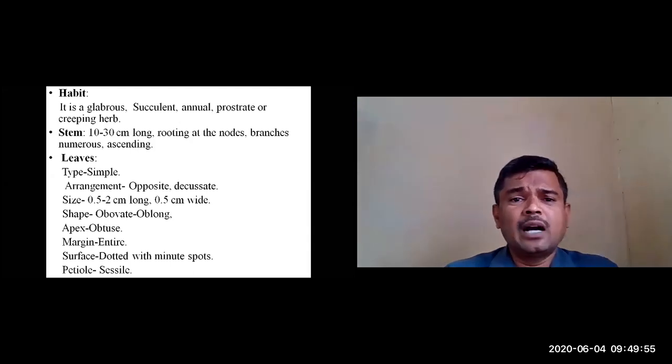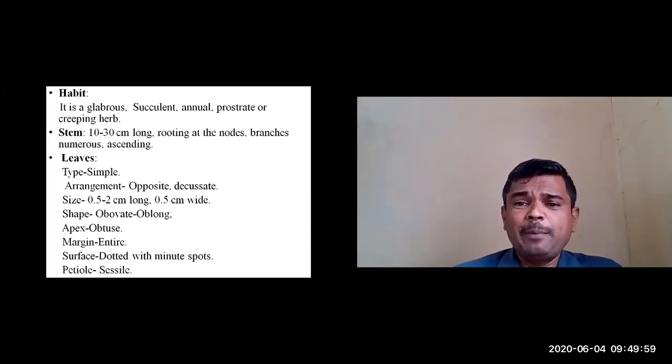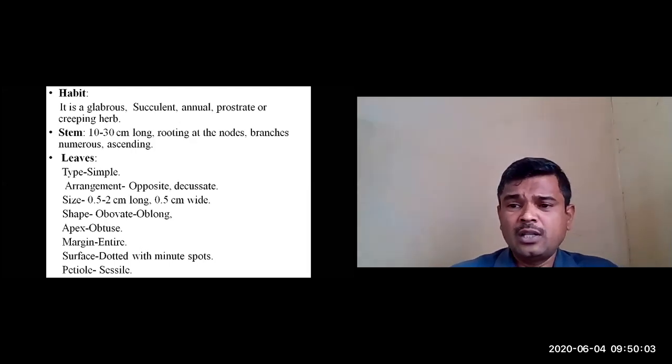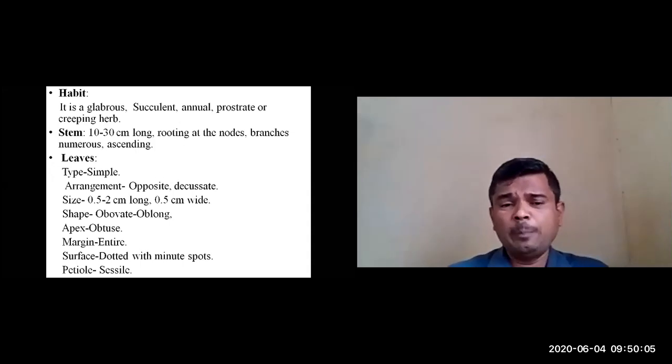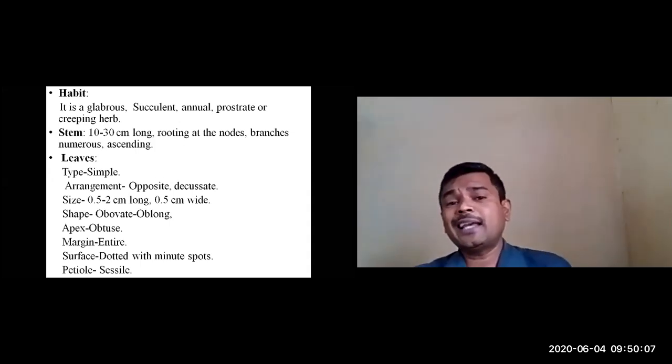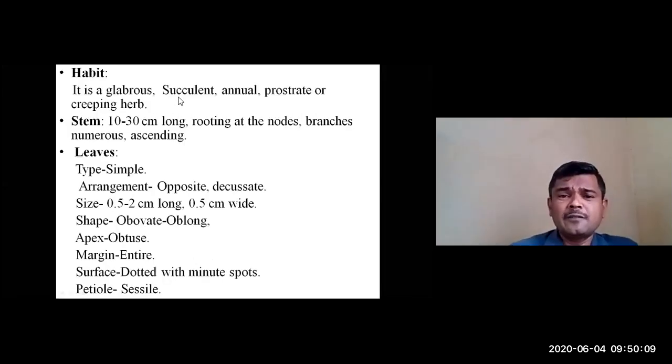Prostrate or creeping herb. Glabrous. Totally, the plant is without hairs. That is, the whole plant will be glabrous. The whole plant will be absent of hairs. And succulent. Succulent means, as it prefers the marshy area for its growth, it absorbs more water, so more water content will be present.